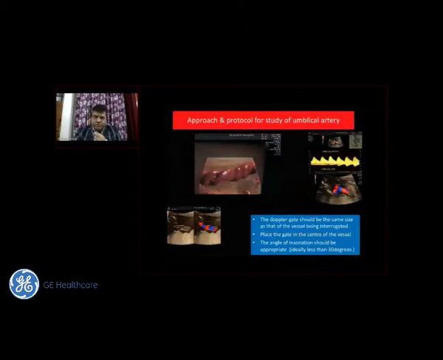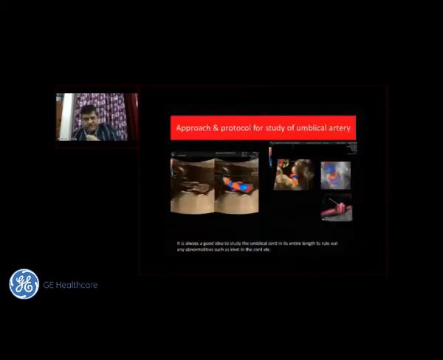Now, approach and protocol for study of the umbilical artery. The Doppler gate should be the same size as that of the vessel being interrogated. Please remember the size of the vessel matters, and we need to appropriately adjust the Doppler gates. We must place the gate in the center of the vessel, and the angle of insonation should be appropriate. Ideally less than 30 degrees, and if it is less than 30 degrees, you'll get even better spectral waveforms.